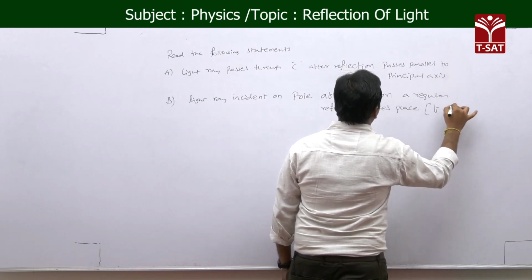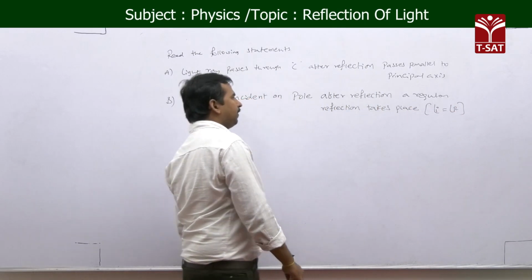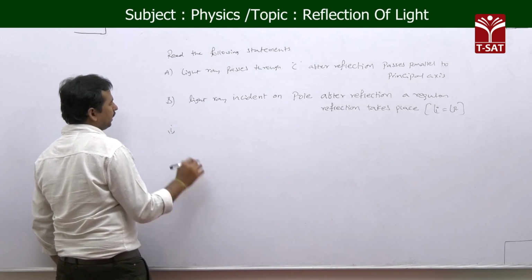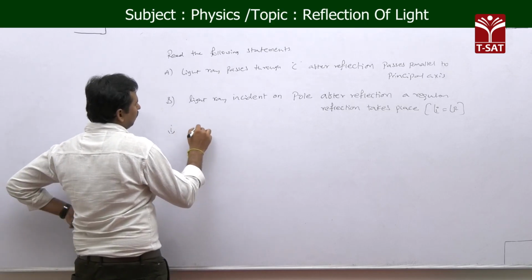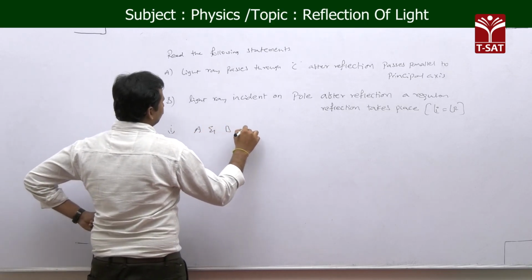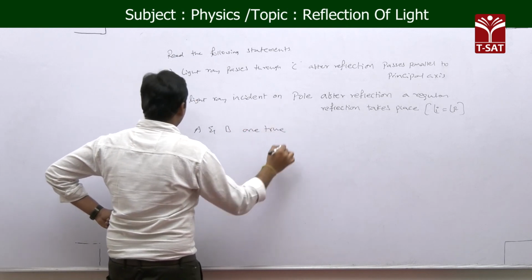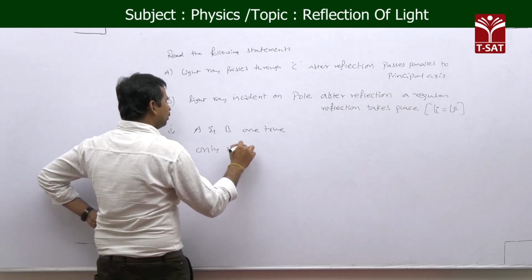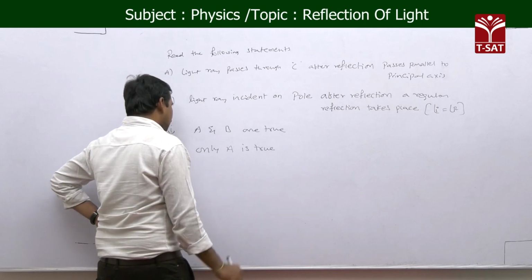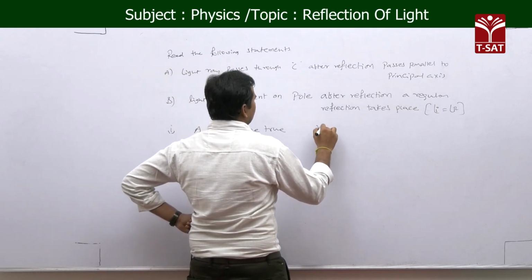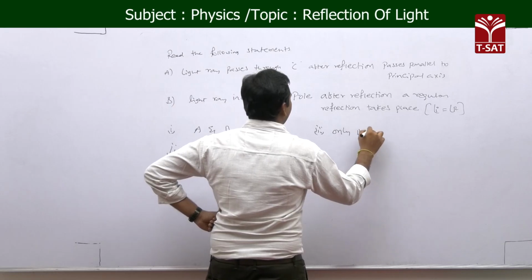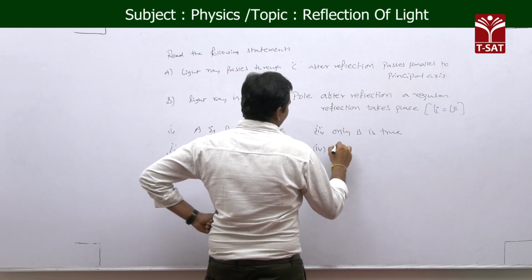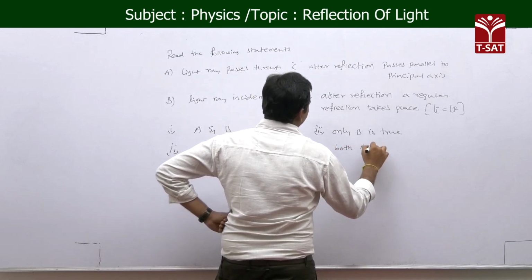Angle of incidence is equal to angle of reflection, that is. Of the given two statements, the given options are like this. First option: A and B both are true. Second option: only A is true. Third option: only B is true. And fourth one: both A and B are wrong, means false.